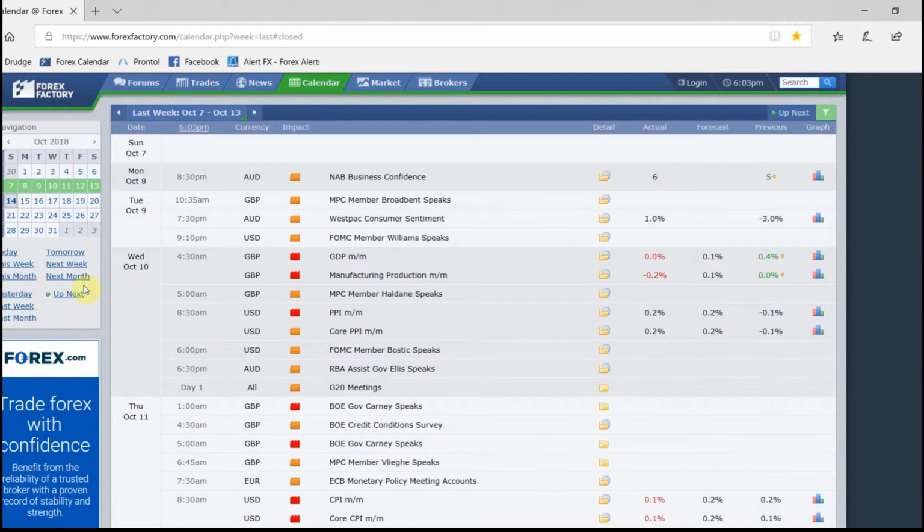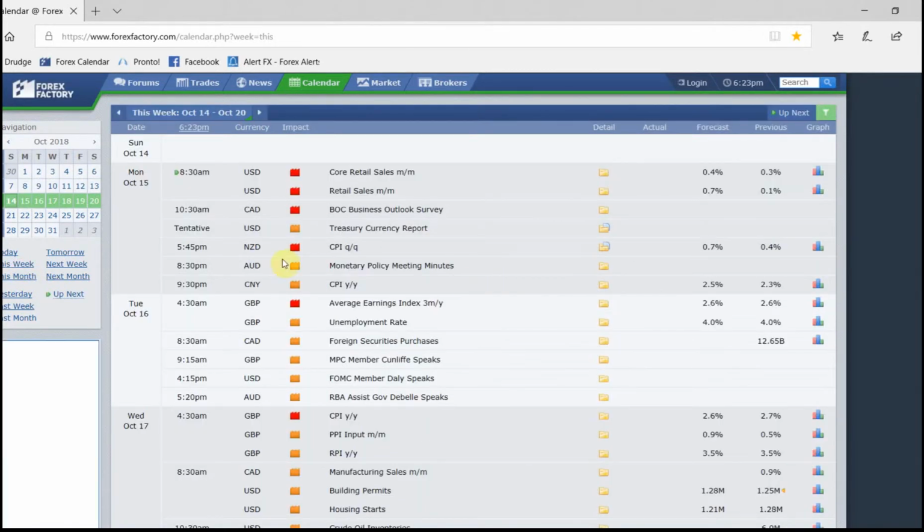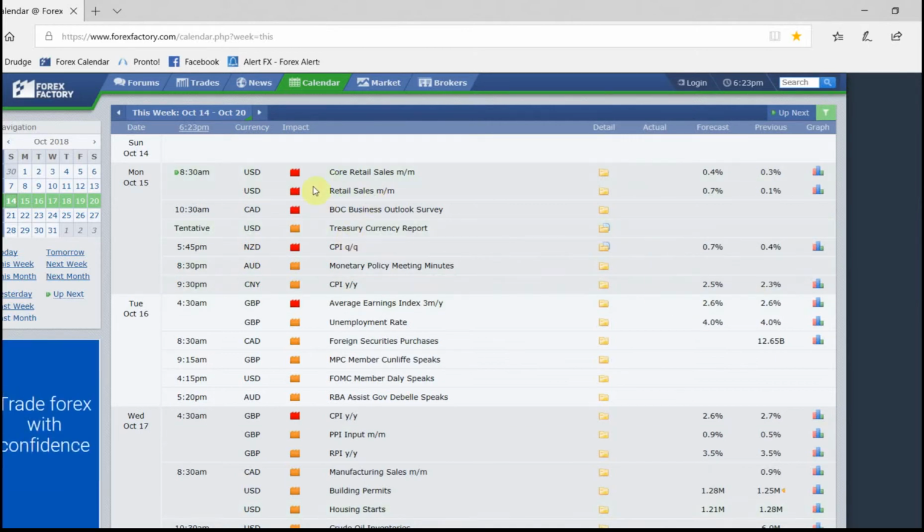Oops, this is last week. Sorry, guys, my bad. Let me go to this week. Okay, so sorry about that. I was seeing the numbers here and thought, wait a minute. Anyways, this week, starting tomorrow, core retail sales for the U.S. dollar. That is important. Again, a lot of focus on the economy. So these will be really important numbers for the dollar, so watch your dollar pairs for setups.